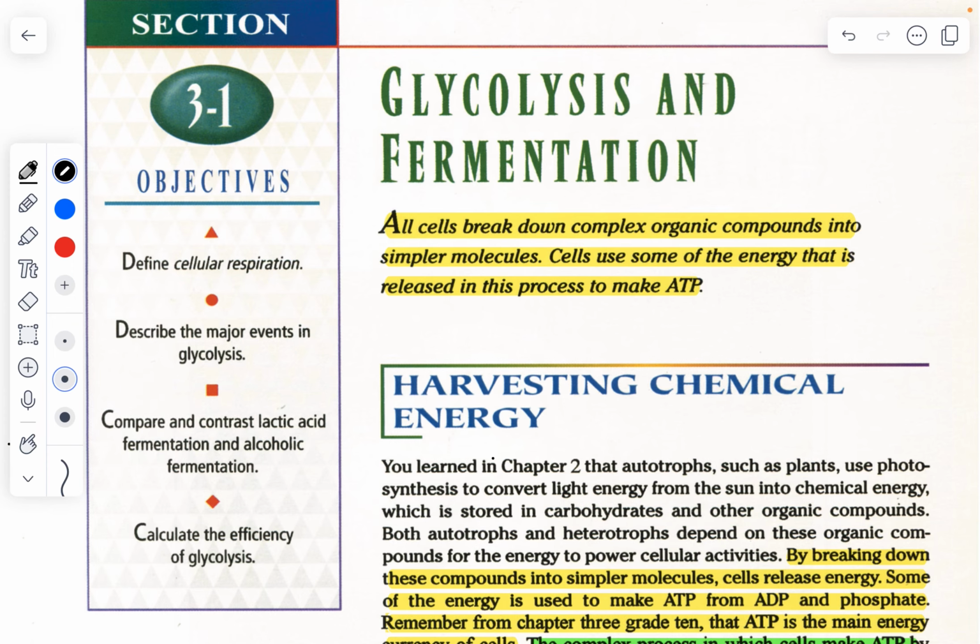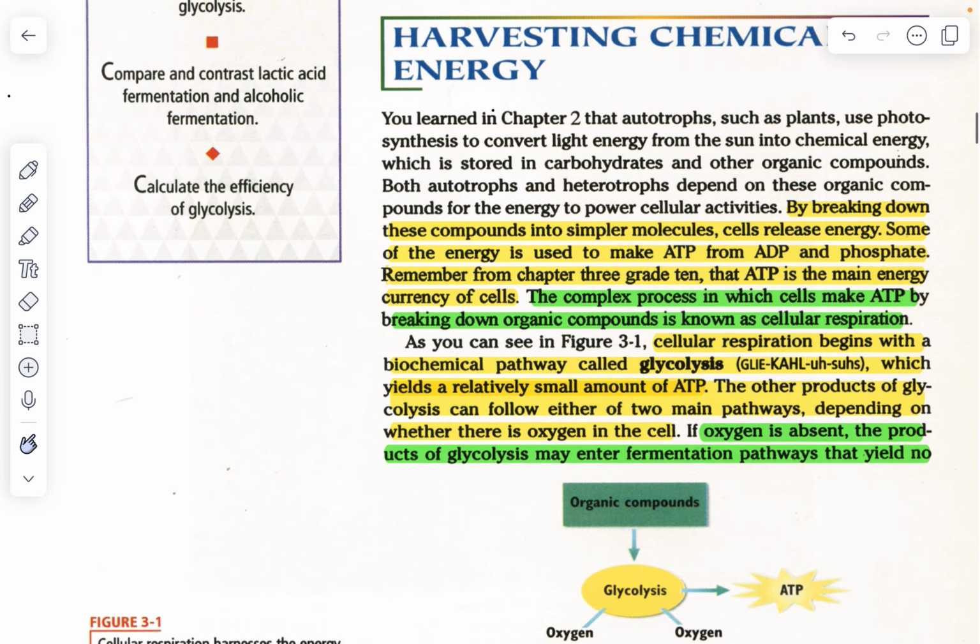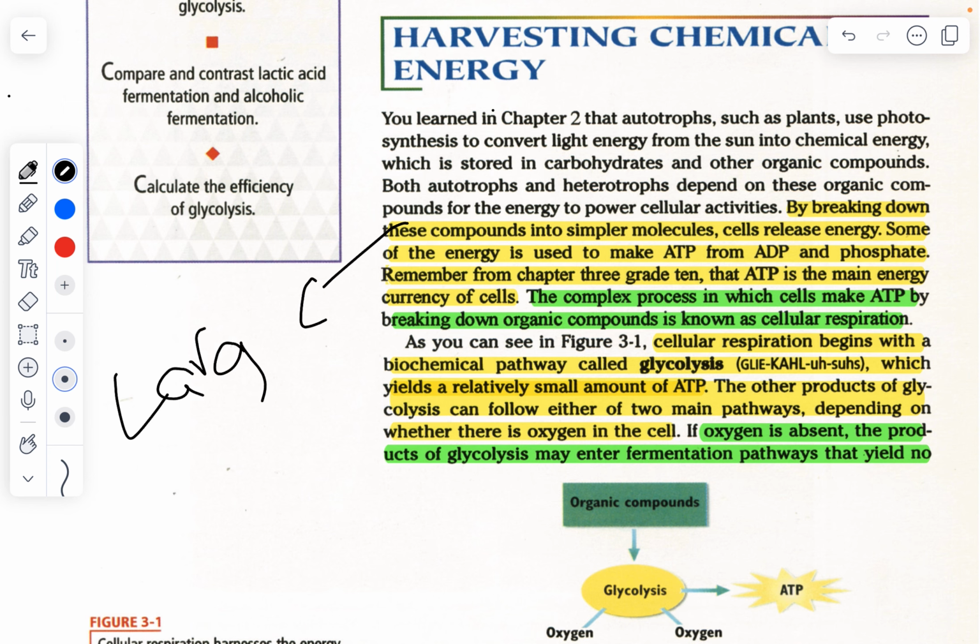By breaking down these compounds into simpler molecules, cells release energy. By breaking down these large or complex organic compounds into simpler molecules, cells release energy. Some of that energy is used to make ATP.